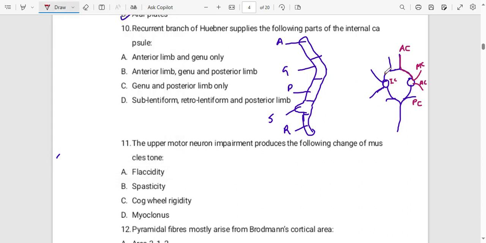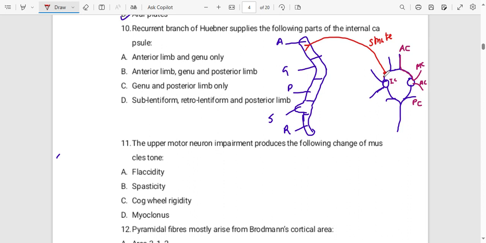From the anterior cerebral, let's get a branch from here. We are going to have a nice branch which we call the striate branch of the anterior cerebral. The striate branch of the anterior cerebral only takes blood to the anterior limb of the internal capsule. Please take note. And then this is the striate branch of the anterior cerebral.